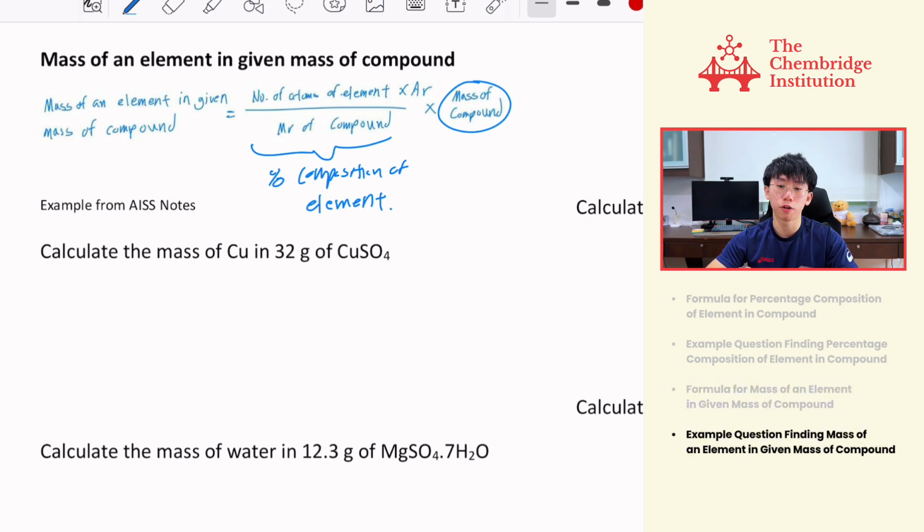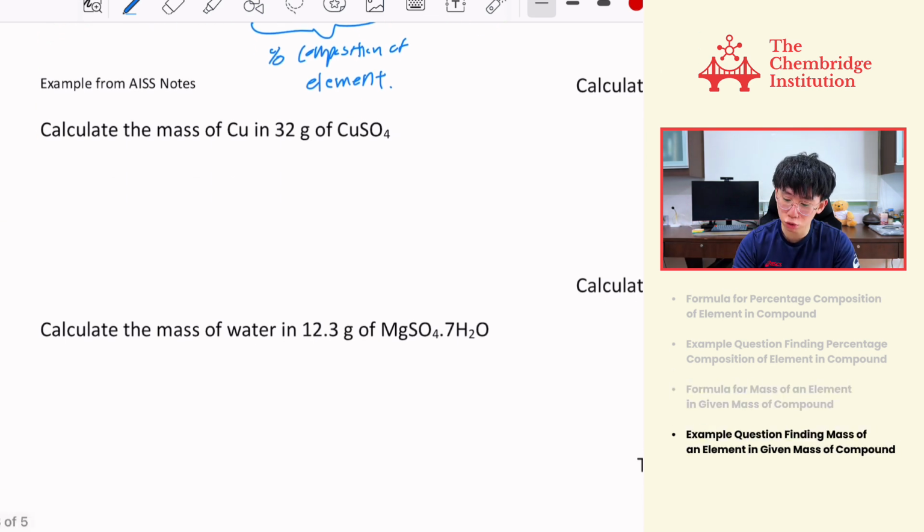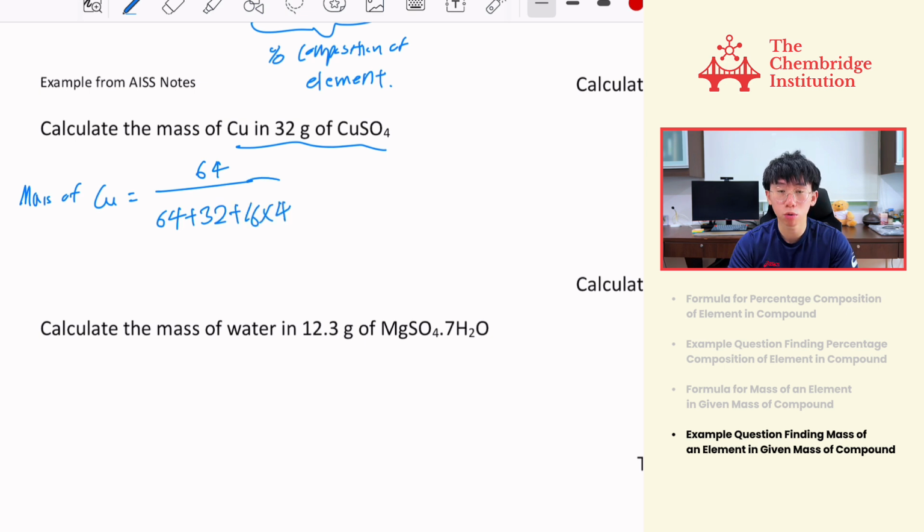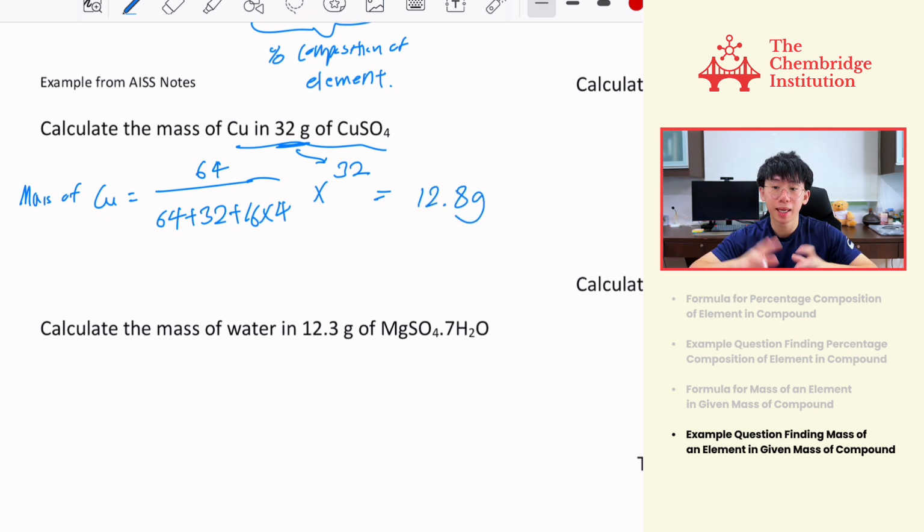For example, if you're calculating the mass of copper in 32 grams of copper 2 sulfate, the mass of copper equals, you know there's only 1 copper atom, so it's just 64 divided by, copper 2 sulfate is 64 plus 32 plus 16 times 4, we've been through this. And now, instead of times 100%, you will times 32 grams because this is the given mass of the compound. This will give you a value of 12.8 grams. So there's actually 12.8 grams worth of copper inside the 32 grams of copper 2 sulfate.